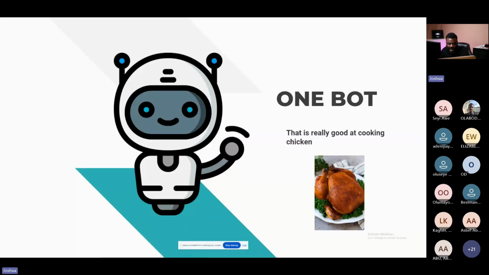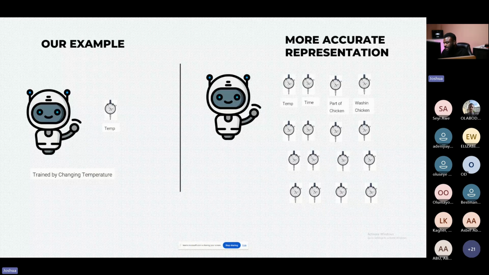But in a more accurate representation of the example, here the only variable that changes is the temperature. In a more accurate one, a lot of things will change. Maybe the bot's time will change, the time it cooks the chicken in the oven. It might cook a different part of the chicken, because at the end of the day, the teacher is saying, cook for me a whole chicken. The bot doesn't know what a whole chicken means. So maybe one chicken will take the leg, one chicken will take the breast, one chicken maybe will try washing the chicken. Then the teacher's job is to evaluate, okay, fine, this part you gave me, does it really match the label data I've been given? And so on and so on.